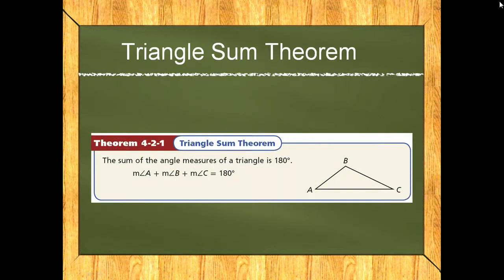The Triangle Sum Theorem says that the sum of the angle measures of a triangle is 180 degrees. So the measure of angle A plus the measure of angle B and the measure of angle C added together is always 180 degrees. If you take a sheet of paper and draw a triangle of any sort, and you cut out the angles of your triangle and put them together, you'll find that it makes a straight line every time, no matter what kind of triangle you draw. It makes a straight line.